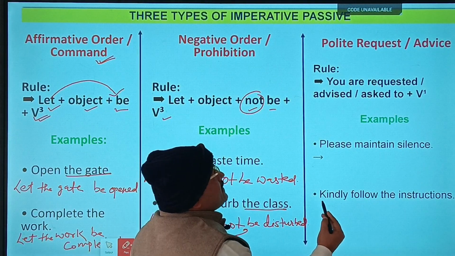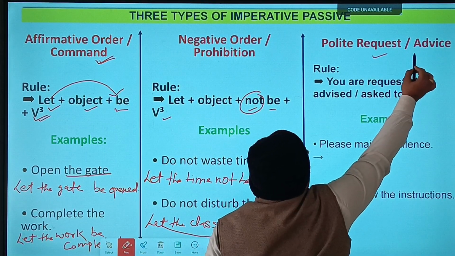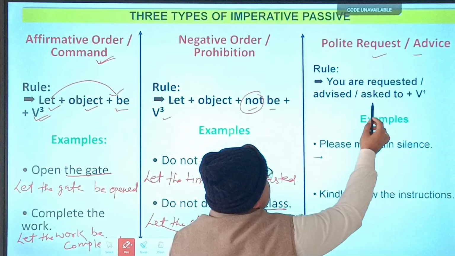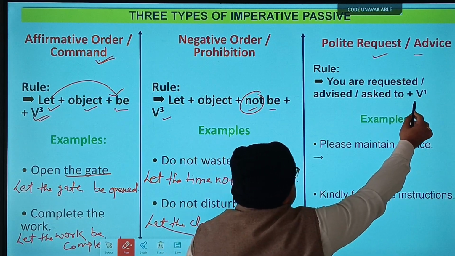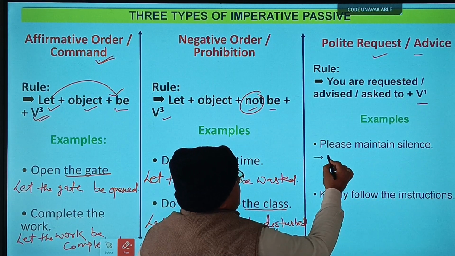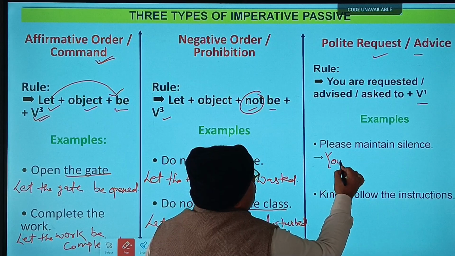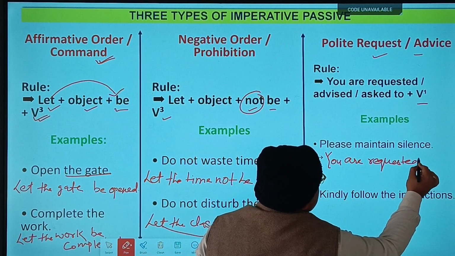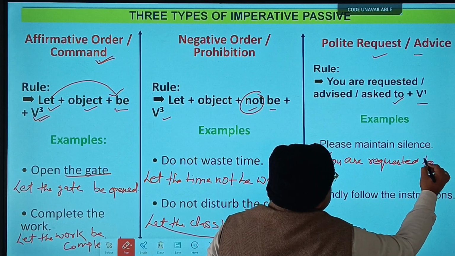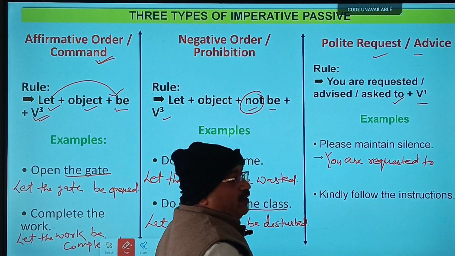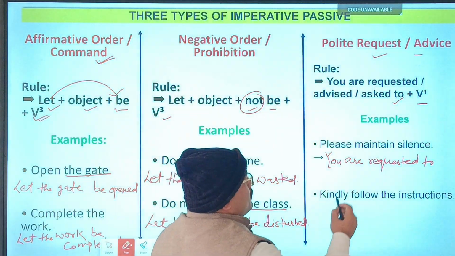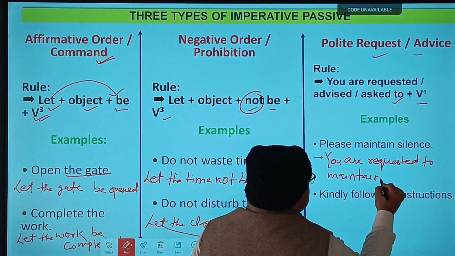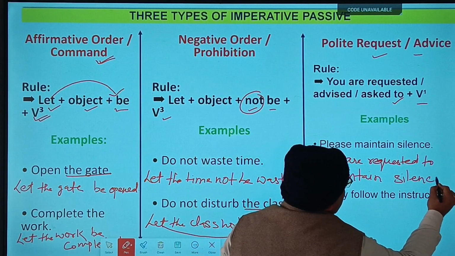Now when the sentence expresses request or advice, how to change into passive? You are requested to, you are advised to, plus v1. Please maintain silence. So request, so you are requested to, yes or no? To. After to, what we use? v1, original form of the verb. To maintain silence. Yes or no?